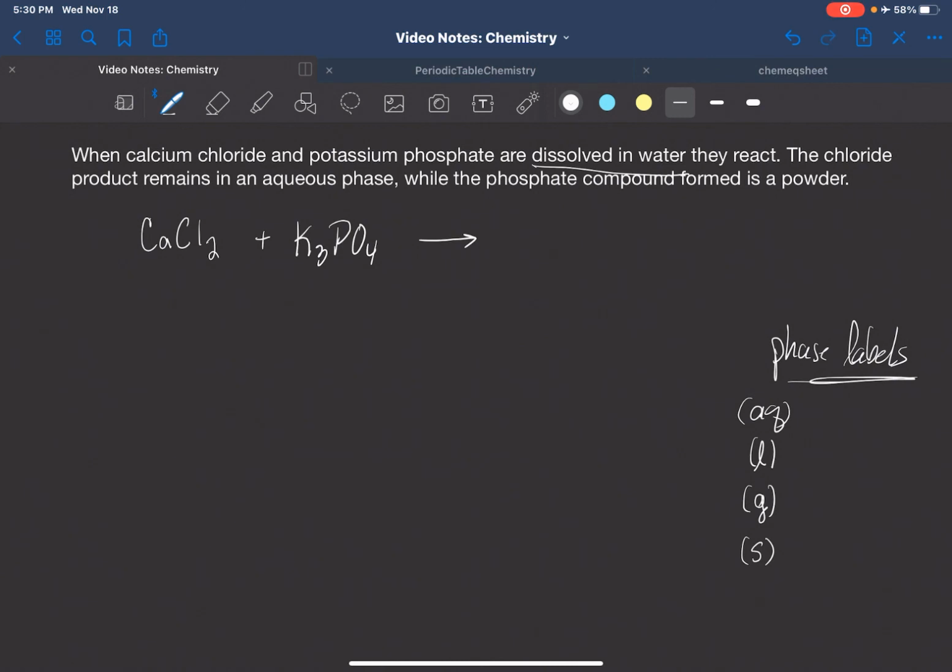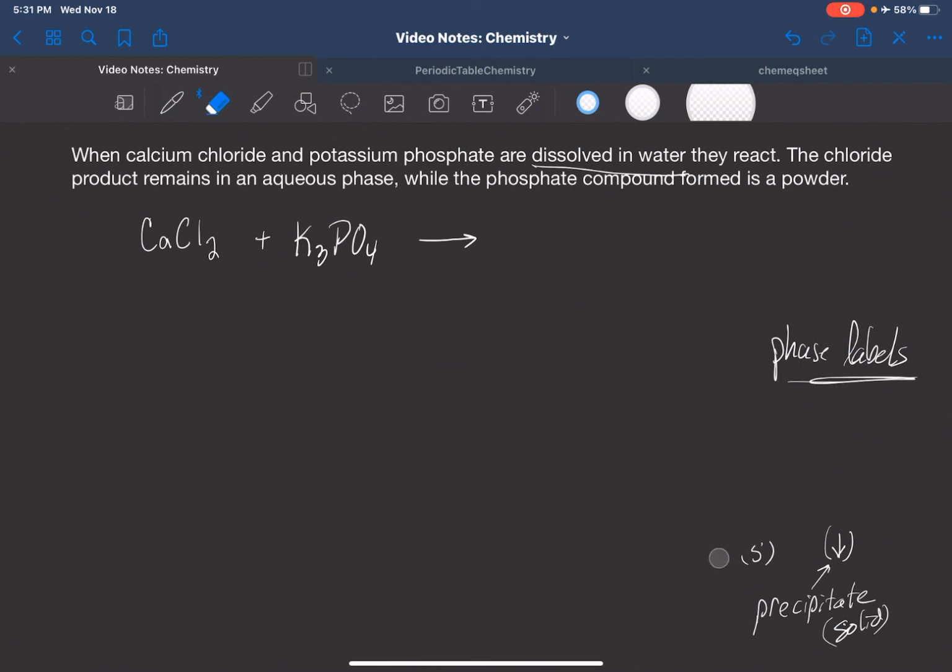And there are other phase labels besides this. For instance, sometimes we will talk about a particular solid. You'll write a down arrow in parentheses, and this will mean that it is what we call a precipitate. A precipitate is simply a solid that forms in a solution of something. That's really all that is. Sometimes you will see things in parentheses like cr for crystals, but we're not going to use that. That's used under specific circumstances, so don't worry about that one. Those are the main ones that we will be using.